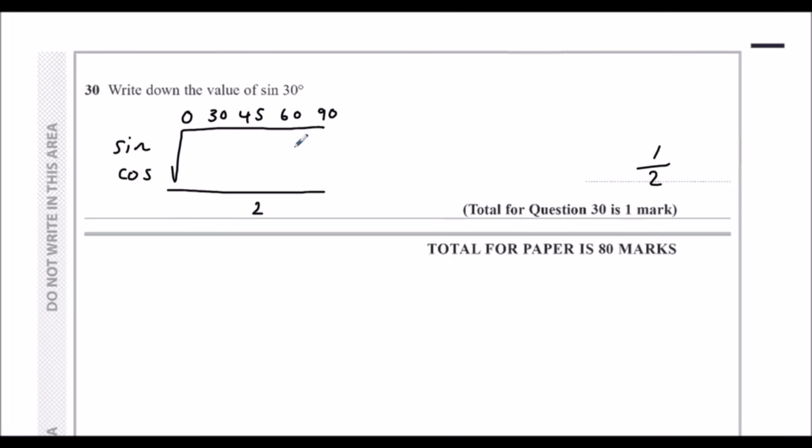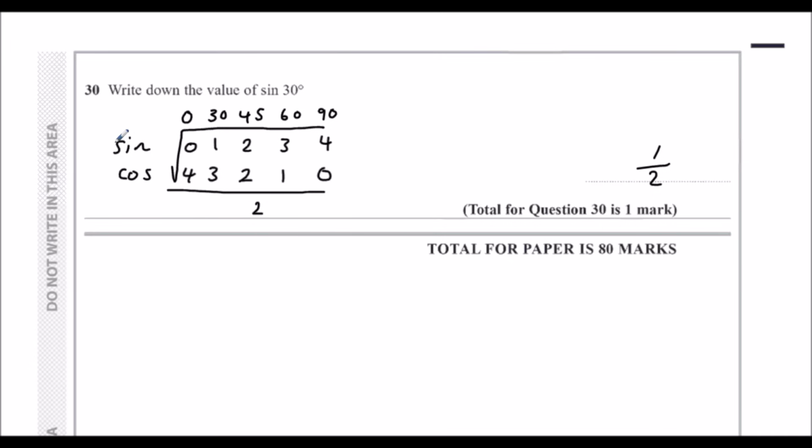And question 30. Write down the value of sine 30. Sine 30 is 1/2. So you have to know the exact values of sine, cos and tan for 0, 30, 45, 60 and 90 degrees. There's a few ways of remembering them. There is one with a big square root sign, all over 2, sine on the top, cos on the bottom, and it's 0, 30, 45, 60, 90 degrees. And sine starts at 0, goes 0, 1, 2, 3, 4. Cos goes the other way around, so 4, 3, 2, 1, 0.